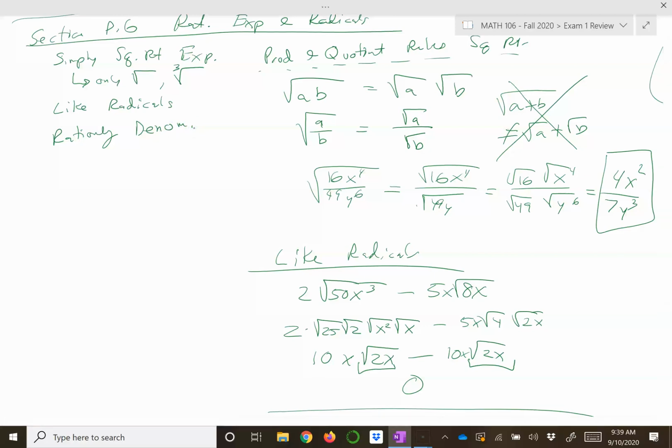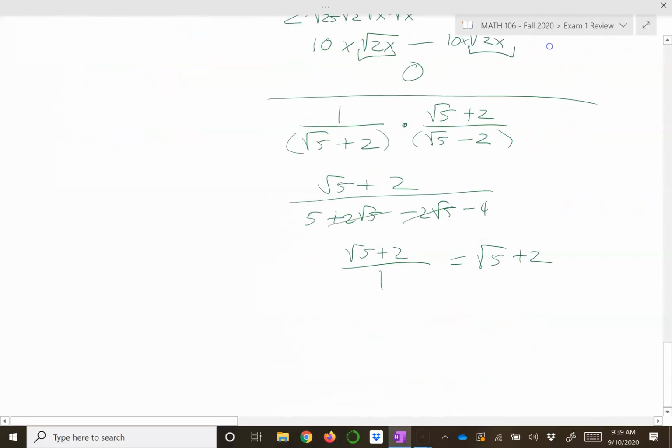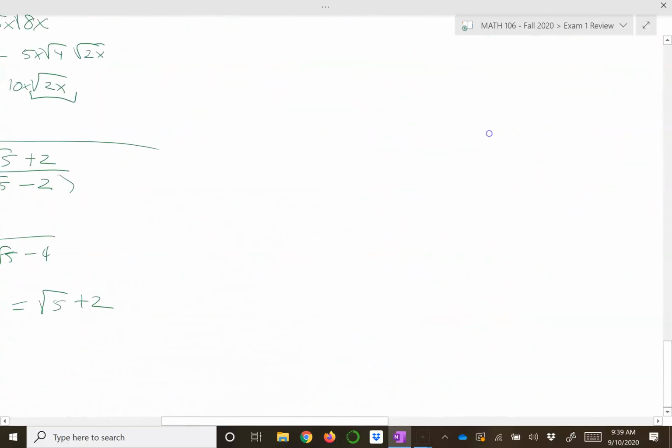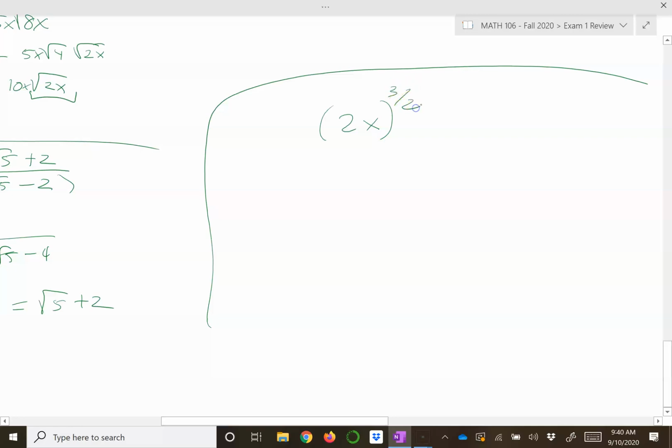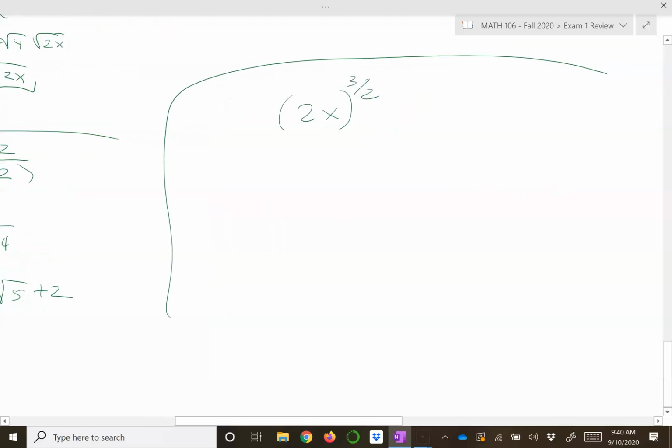And there's only one other thing that we did that I'd like you to be aware of, and that would be, if you had very simple looking exponents. So let's say we had 2x raised to the 3/2 power. Okay? 2x raised to the 3/2. Tell me, because we just did this Tuesday, what does that mean to be raised to the 3/2? What does the bottom part of that fractional exponent mean?